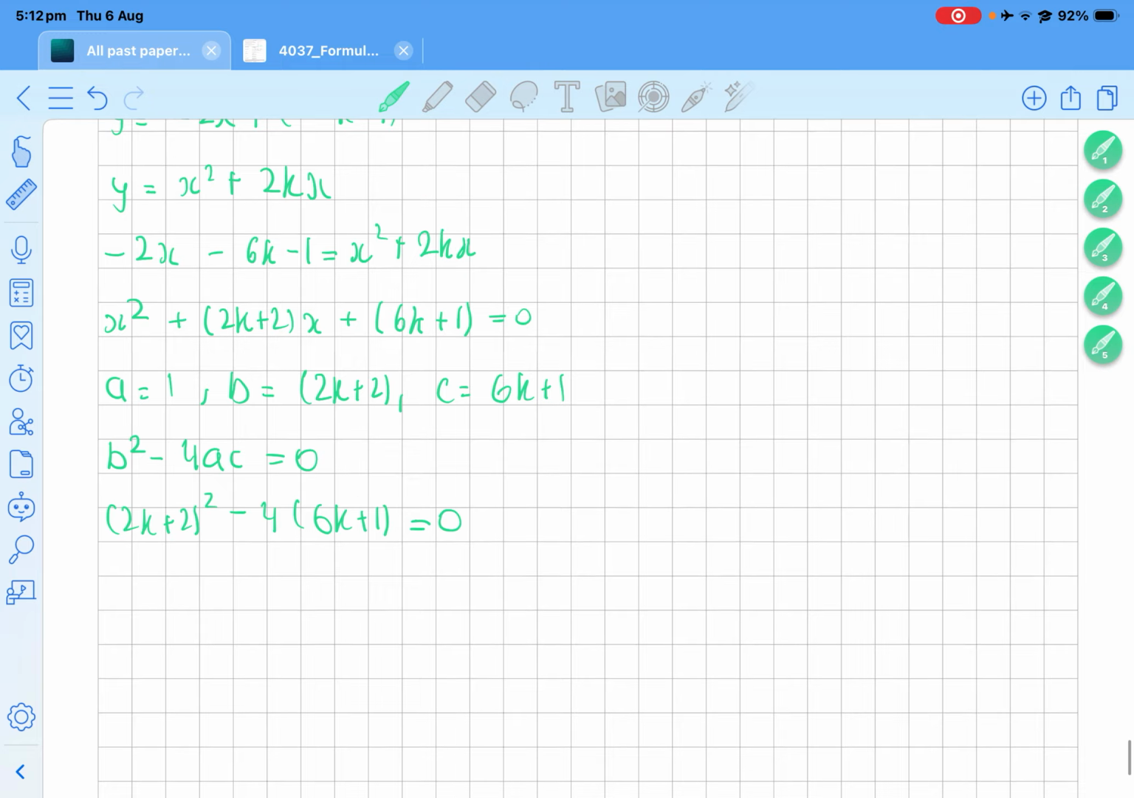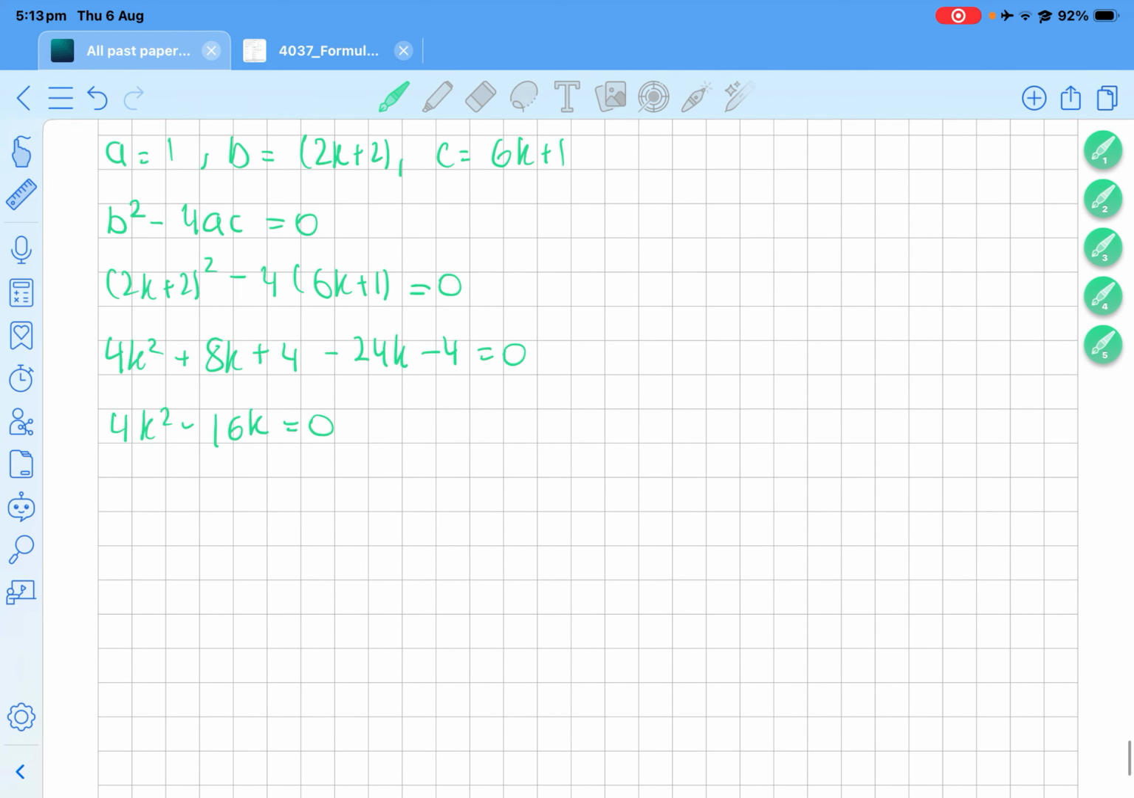So we just need to solve this quadratic. So 2k plus 2 whole squared minus 4 into 6k plus 1 gives 4k squared plus 8k plus 4 minus 24k minus 4 equals 0. So 4k squared minus 16k must equal 0. So if you factor out 4k, 4k into k minus 4 equals 0. So either 4k equals 0, so k is equal to 0.